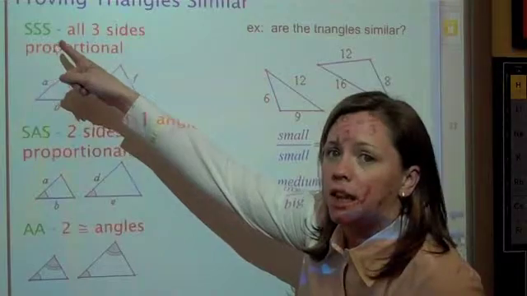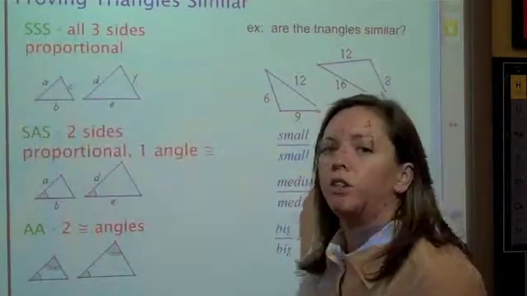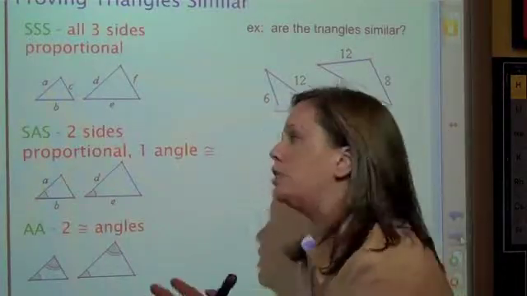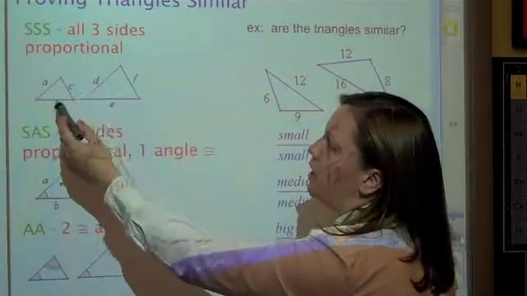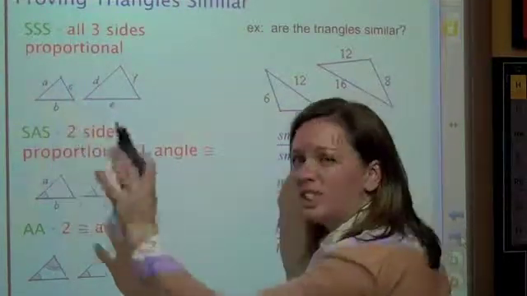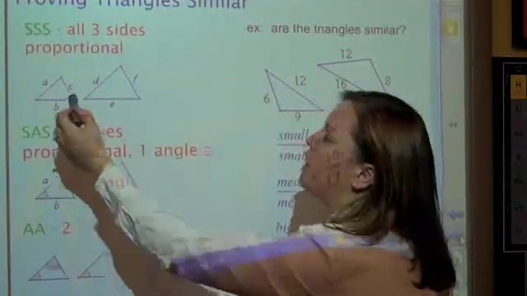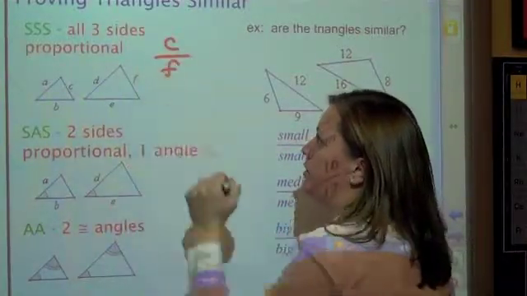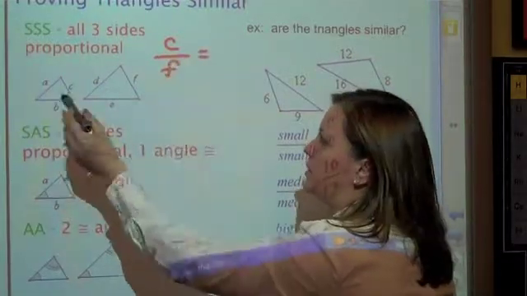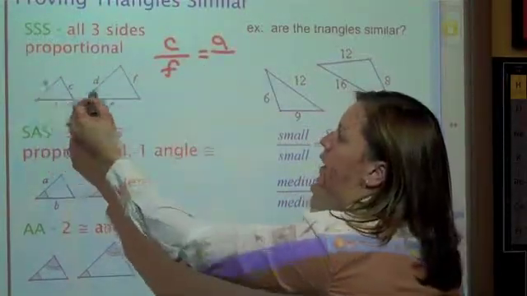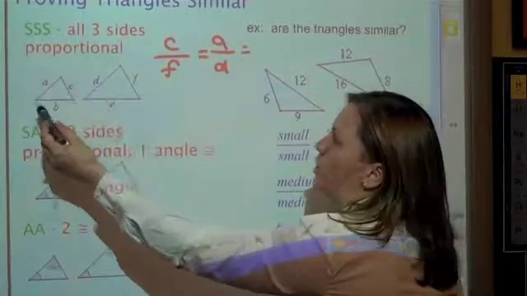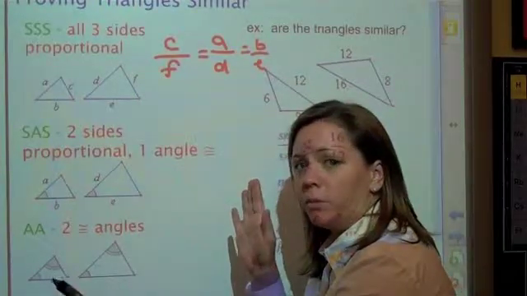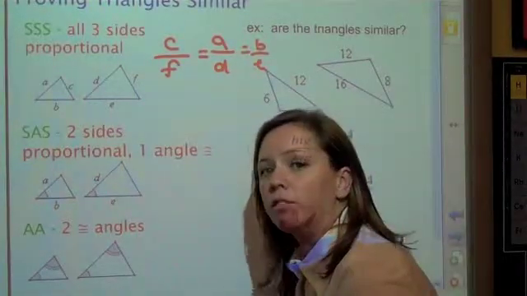The first one is SSS. Now when you're proving similarity, this doesn't mean that all 3 sides are congruent. It means that all 3 sides are proportional. So if you look at the 3 sides that you have, let's look at my triangle. I always like to go smallest to biggest because it's easiest to set up for me. So in this first triangle, it appears that C is the smallest side. Over here, F is the smallest side. So C over F must equal medium to medium, so A over D, and that must equal large to large, or B over E. So all 3 of these sides have to be proportional. All 3 of these ratios have to be equal.